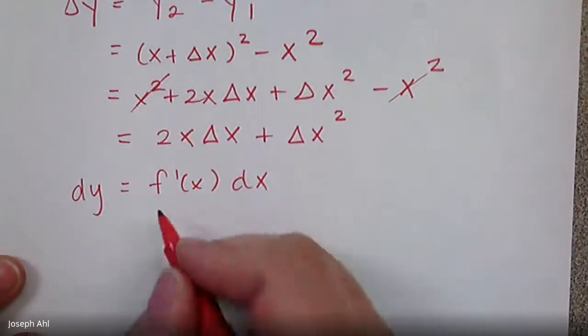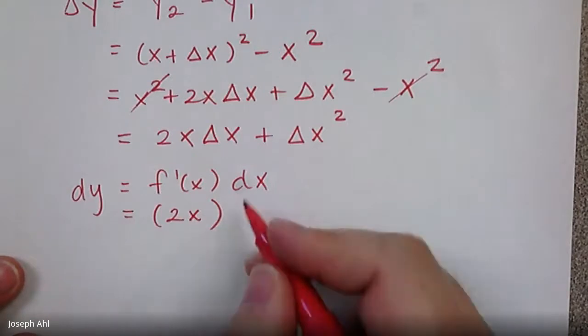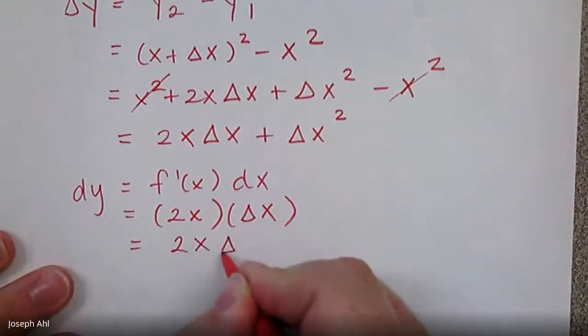So f prime of x is pretty easy to calculate in this case. It's just 2x for the function x squared. Remember that dx is the same thing as, or approximating it to be, delta x. So therefore the dy is 2x delta x.